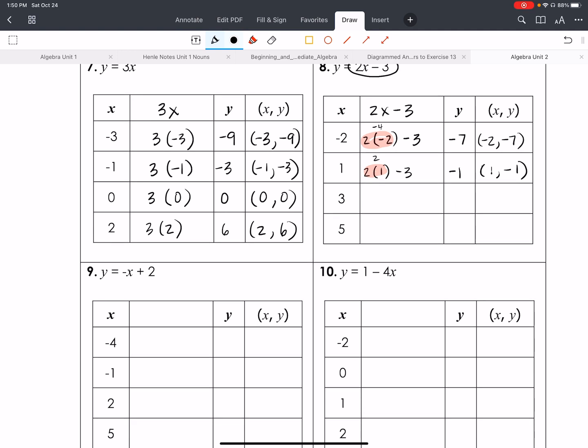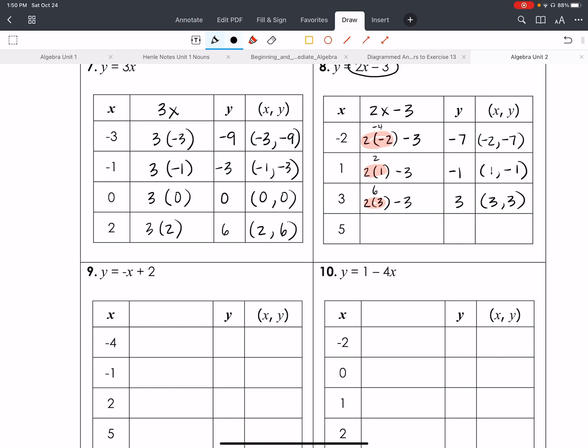I have a tendency to almost always refer to my x's as inputs and my y's as outputs, simply because I do functions so much. For when my input is 3, that's going to be replacing the x there. So instead of 2 times x, it's going to be 2 times 3 minus 3. So do the multiplication first. 2 times 3 is 6. 6 minus 3 is 3. So when my input is 3, my output is 3.